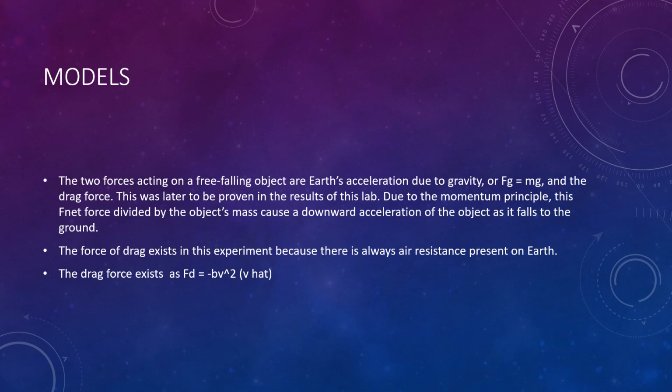All right, so the two forces acting on a free-falling object on Earth are gravity, Fg equals mg, mass times gravity, or 9.8 meters per second squared, and the drag force. This is later to be proven in the results of this lab. Due to the momentum principle, the net force divided by the object's mass causes a downward acceleration of the object as it falls to the ground.